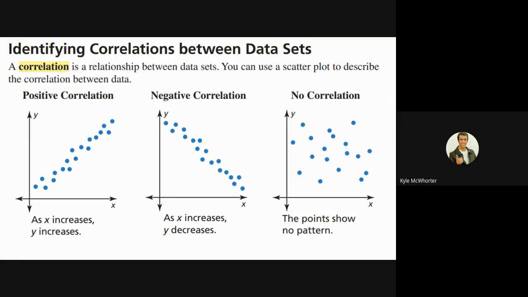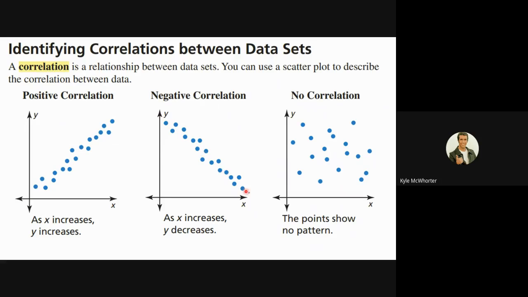Okay, so the next thing that we're going to talk about is identifying correlations between data sets. A correlation is basically just a relationship, and you can use a scatter plot to describe the correlation. So here's a positive correlation. A positive correlation happens when, as the x value increases, the y value also increases. Here we have low x values and low y values, but as our x values get bigger, our y values are also getting bigger, right? You can imagine a line that goes through our points, and that line would have a positive slope. So that's one way to remember a positive correlation: a line that went through most of your points would have a positive slope.